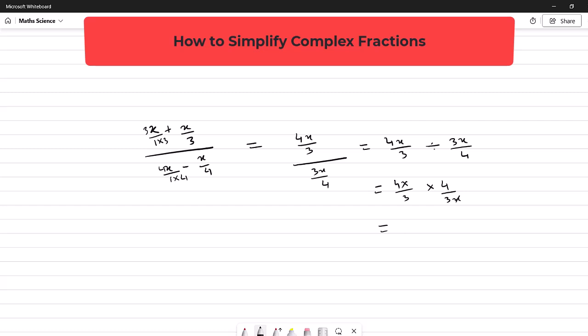The x will cancel out, since x times 1 is x, so we cancel it out, and then 4 times 4 is 16, and 3 times 3 is 9. We multiply the numerator with the numerator, and the denominator with the denominator. So this gives us 16 out of 9, and here's your answer.